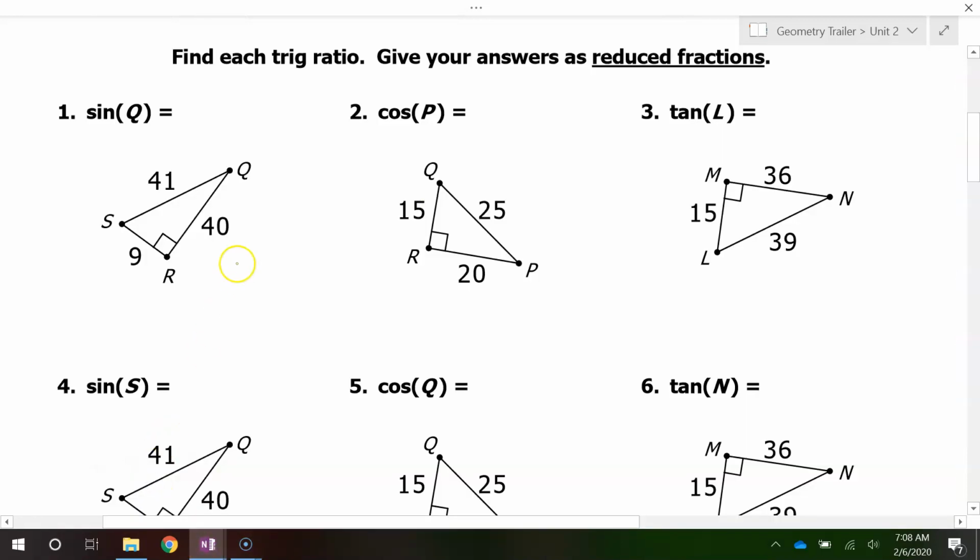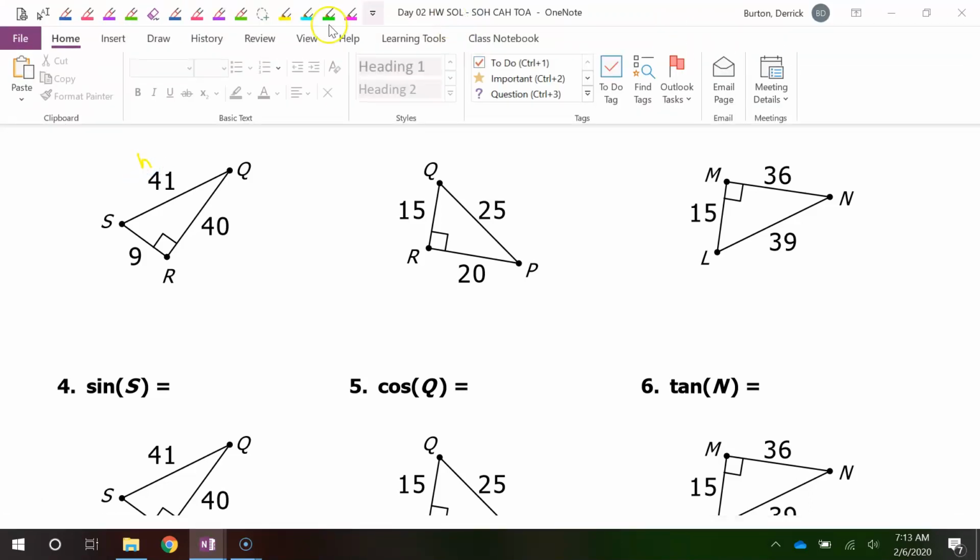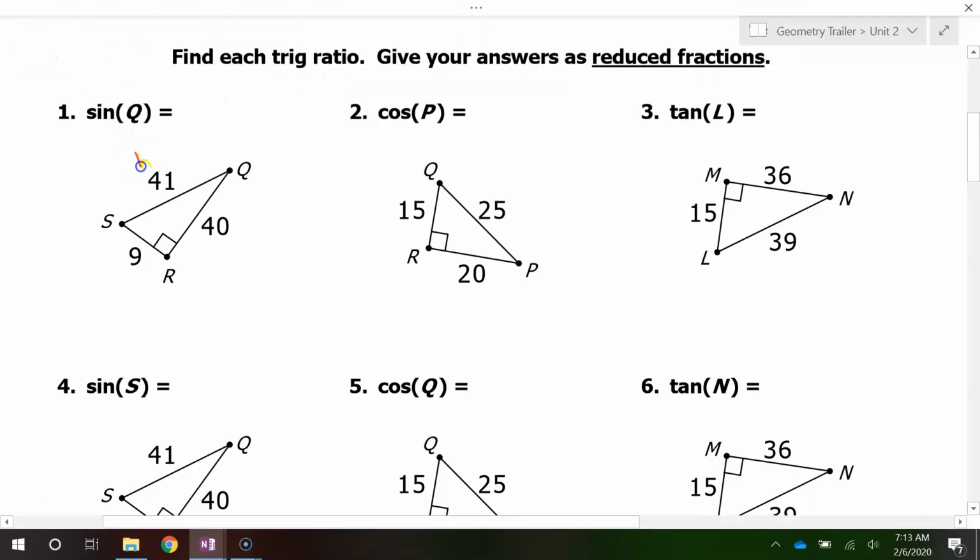So let's practice those. We need to find each trig ratio, and we're going to express our answer as a reduced fraction. So it's a good idea to start off by labeling the hypotenuse. On this triangle, I see the right angle is here. So that makes this 41 the hypotenuse. All right, so this is the hypotenuse.